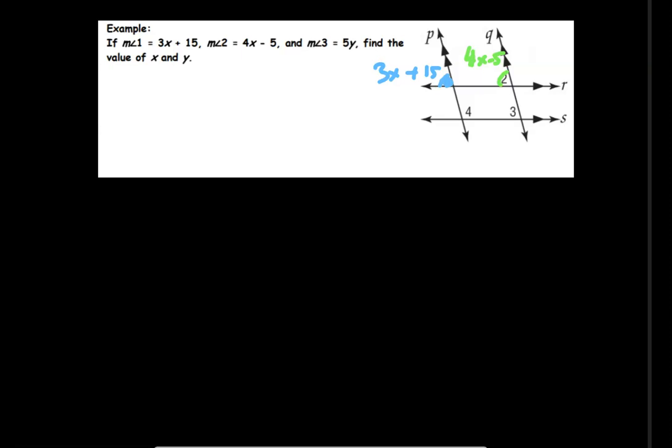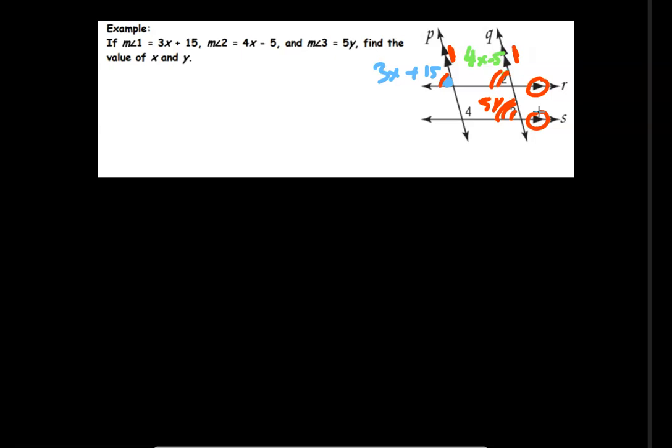So this angle is 5y. We'll give this one 2 curves and this one 1 curve, so I know what's congruent to what. This has 2, this has 3, this is 5y. And it says find x and y. So let's get this clear. These arrows here mean that these two lines are parallel, because they both have 2 arrows. These arrows mean that these two lines are parallel, because they both have 1 arrow.